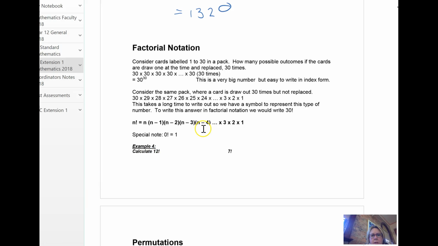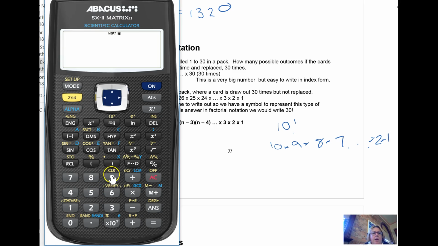Okay, factorial notation is where I'm timesing a number by everything underneath it. So, say for 10 factorial, it would be 10 times 9 times 8 times 7, all the way down to times 2 times 1. There's a button on your calculator, and I'll bring up, it's here.